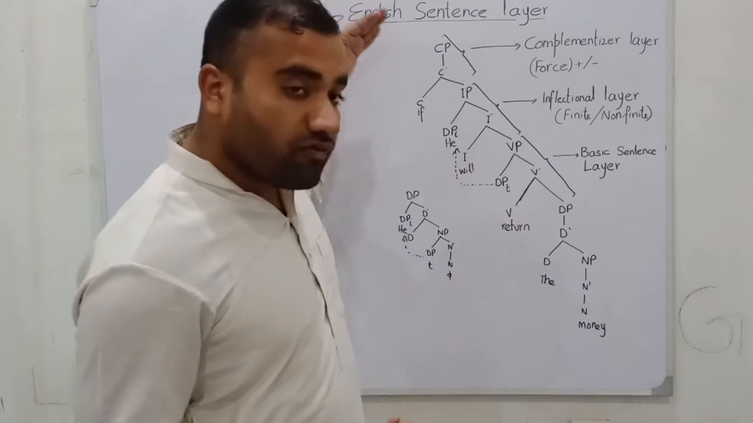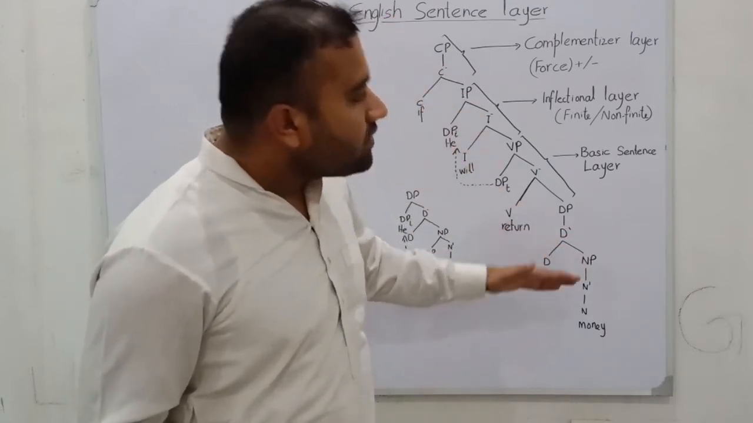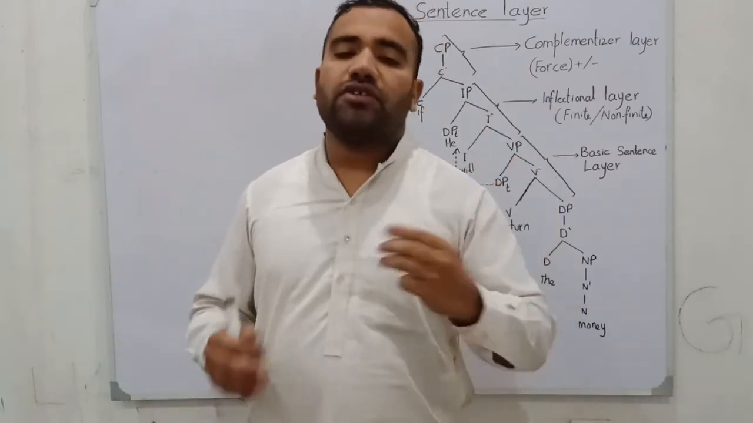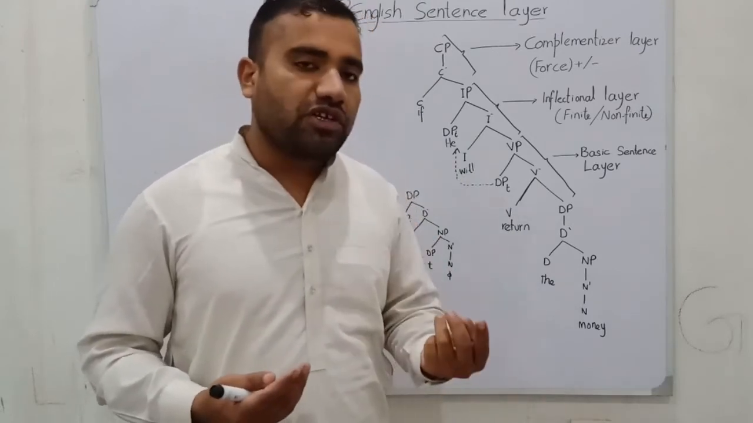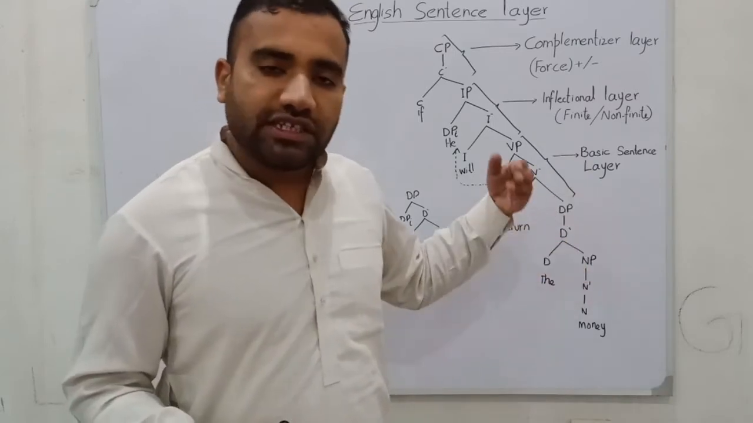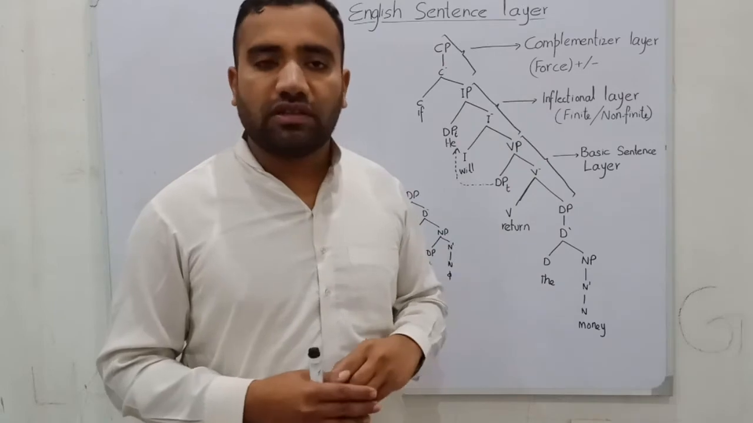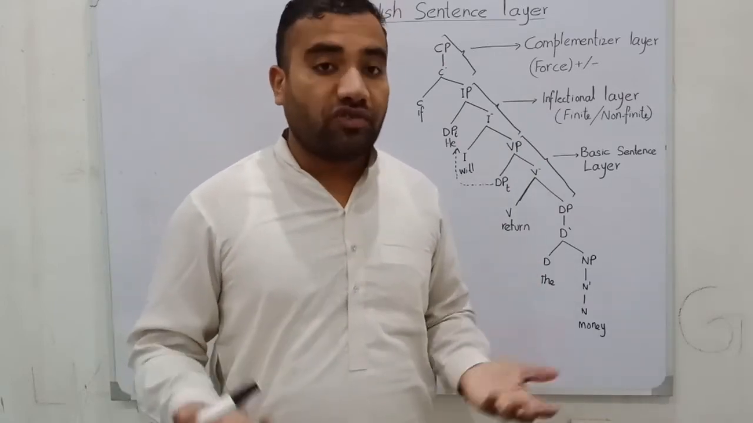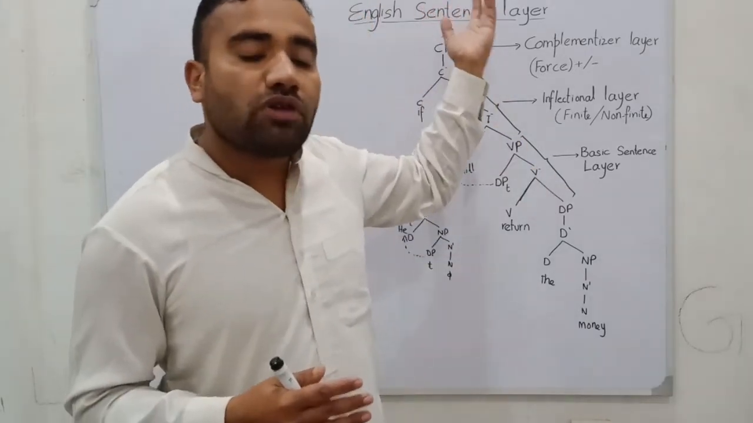And in this video, we have told you that in the English language there are basically three layers. I am repeating here that the first layer is the basic sentence layer. At this layer, theta roles are assigned. The second layer is the inflectional layer. At this layer, most of the time, case is assigned. And we have another layer, that is the complementizer layer.